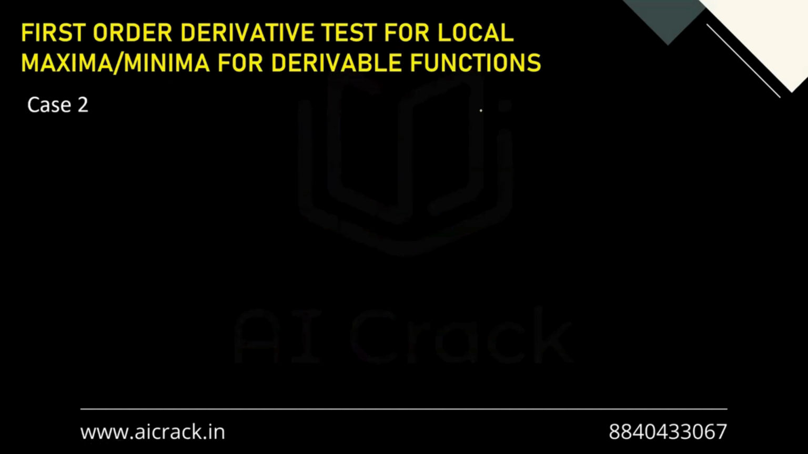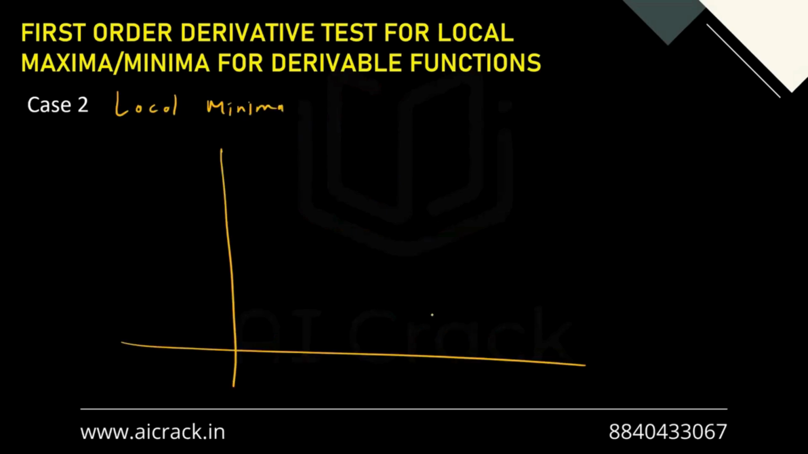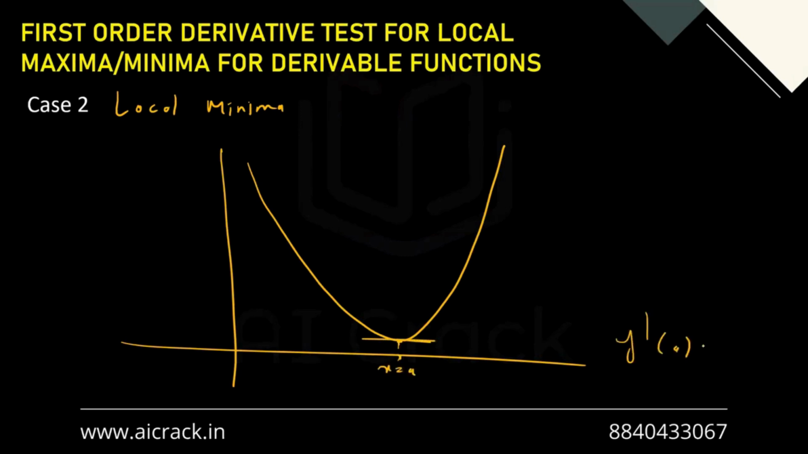Okay. Similarly, we have a second case, that is local minima. Now in this case, reverse is happening. So we have this point A over here. This is x equals to A. So f dash A equals to 0, right? That's how we have defined.